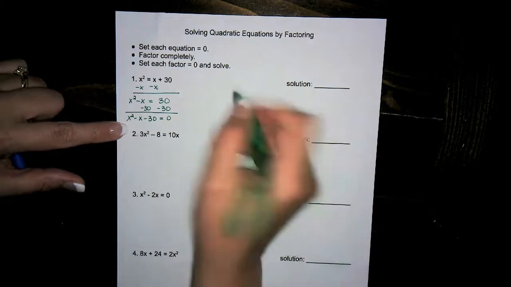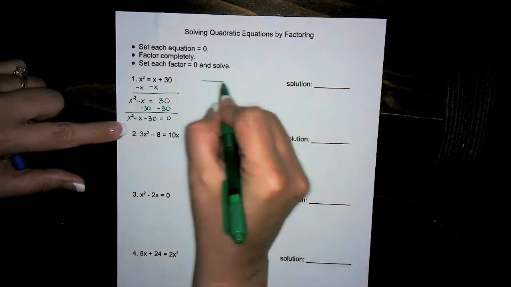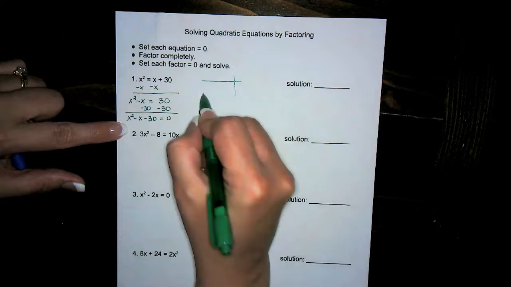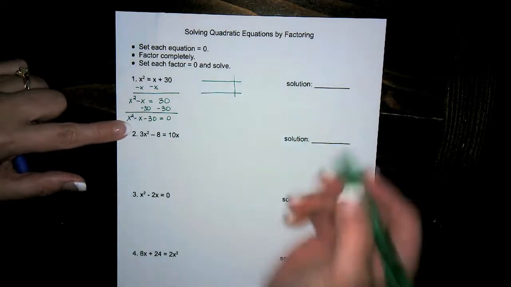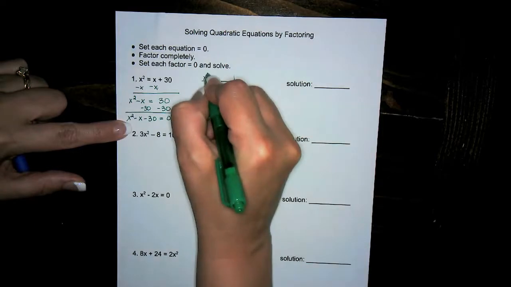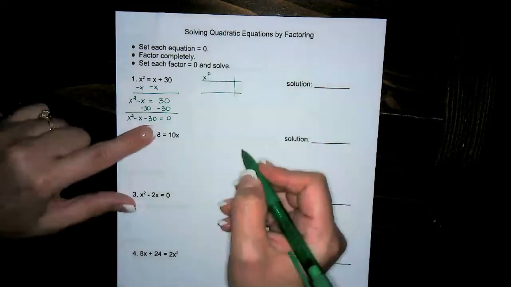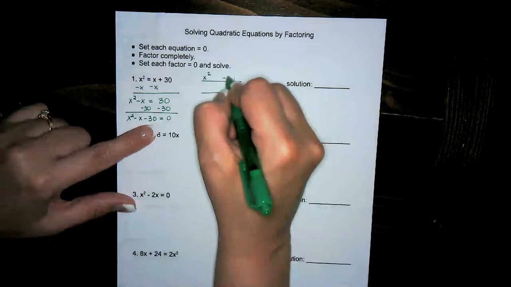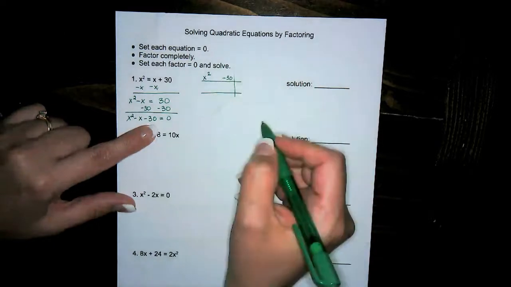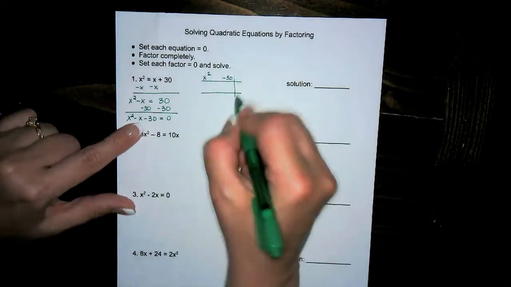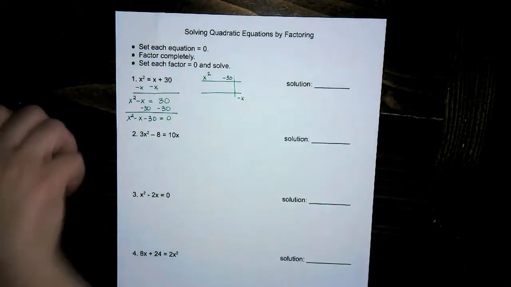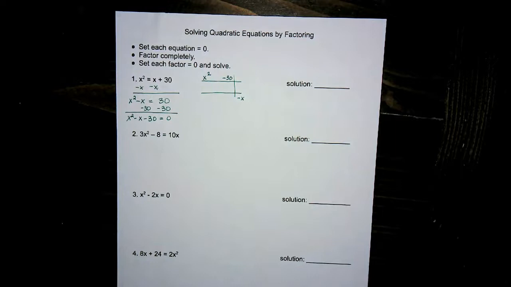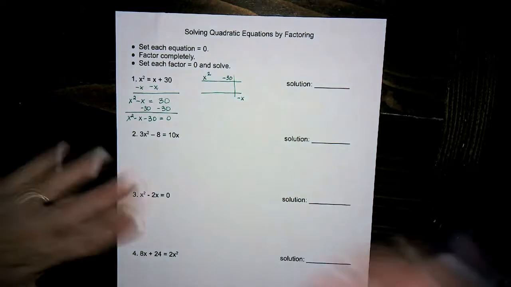And so I'm going to use a little organization tool to factor. And I'm going to take the x squared term, and I'm going to put it here. I'm going to take the term without the variable here, and notice I'm putting negative 30 there. And then I'm going to take the middle term, and I'm going to put it here. Now watch my thought process here as I ask myself questions to fill in this organization tool.